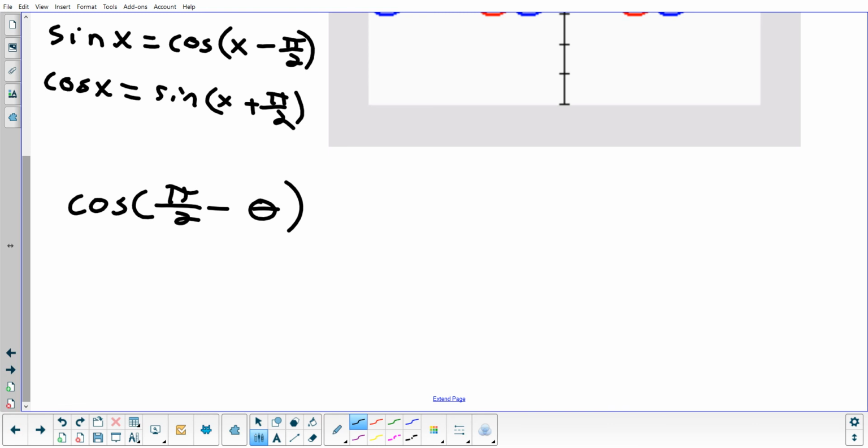Okay, so that's what I wrote on the other page, right? Yeah. So this is a cosine difference. Do you agree with that? Yeah.